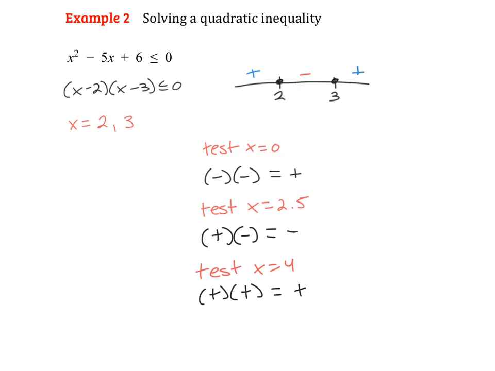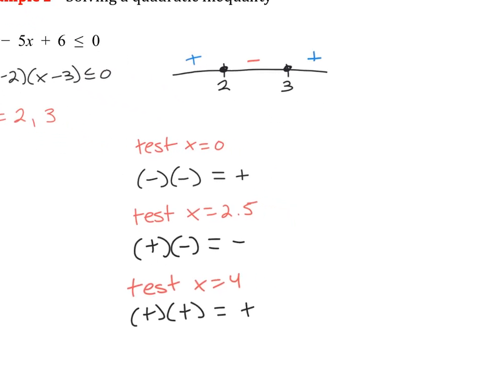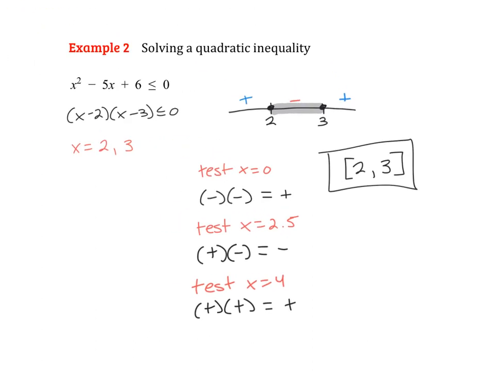So now we need to answer the question. Our job is to find all the times when this inequality is less than or equal to 0. So we essentially just want the negative values. So I'm going to highlight it here. It would be everything between and including 2 and 3. So our answer would be bracket 2, 3 with a bracket. So you do need to make sure you're looking at your original problem carefully to see if you want the positive or the negative values.